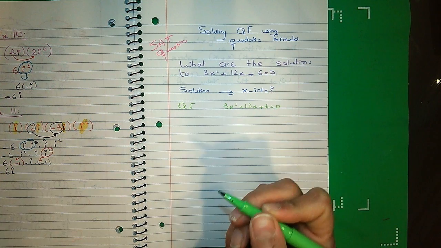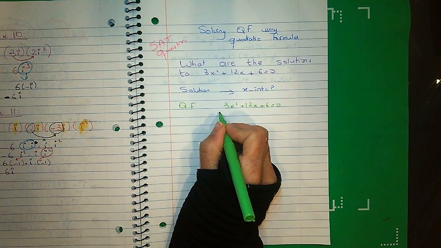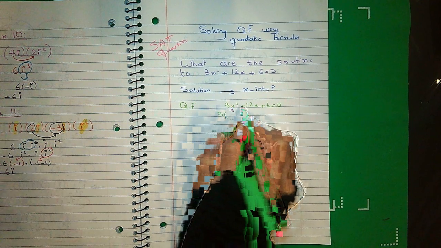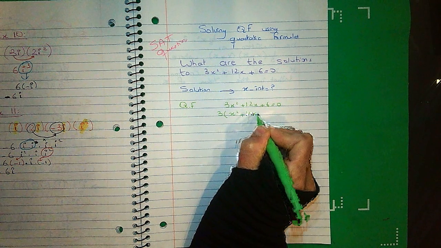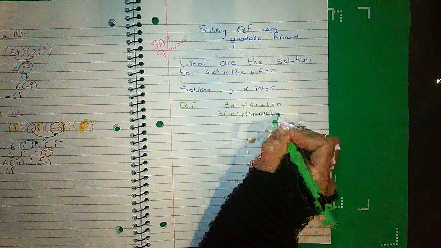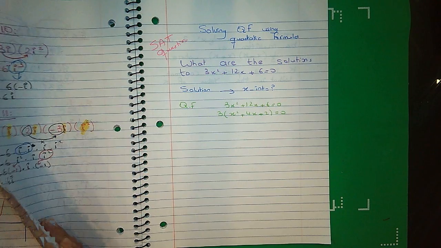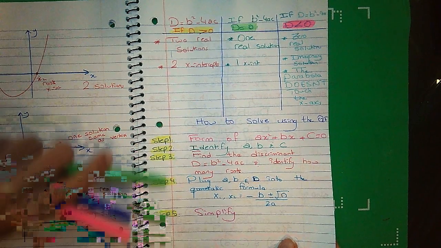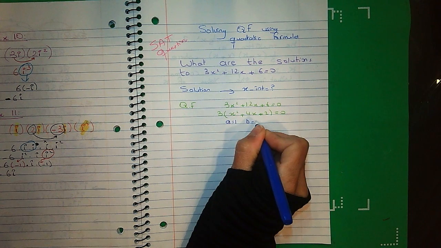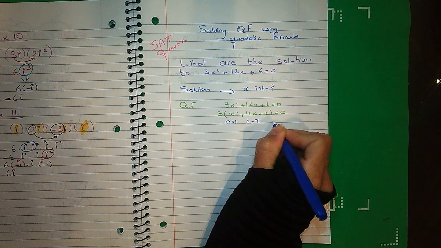Then the second step, let's see what's in common here. We got 3 in common. We got x squared plus 4x plus 2 equal to 0. And remember, last time we did the steps, you can always go back to see them, but I'm not going to do the steps one by one with you this time. I'm just going to go ahead and say A is 1, B is 4, and C is 2.